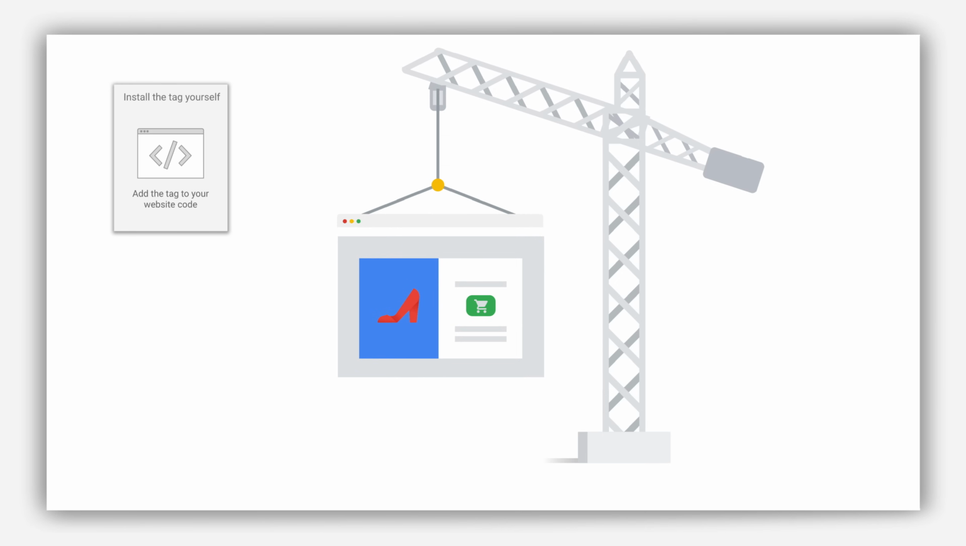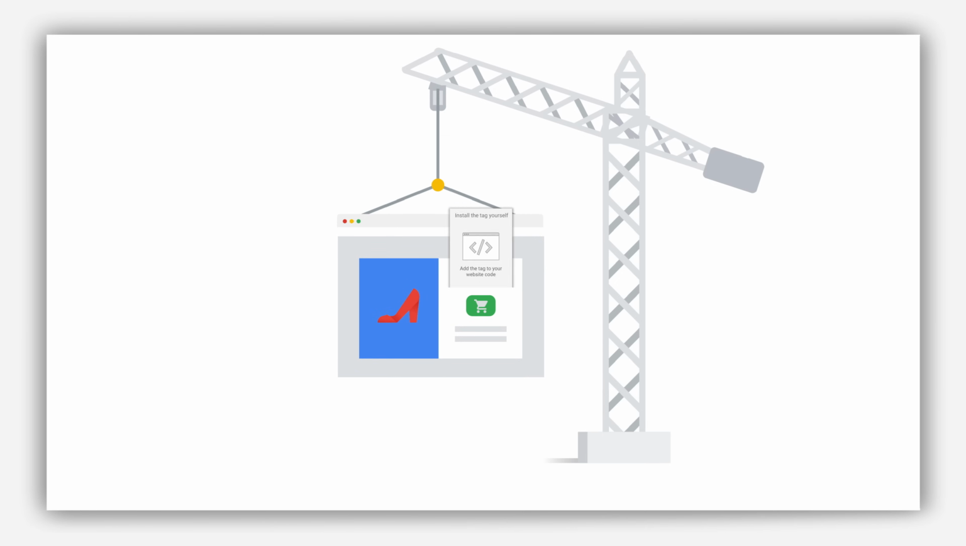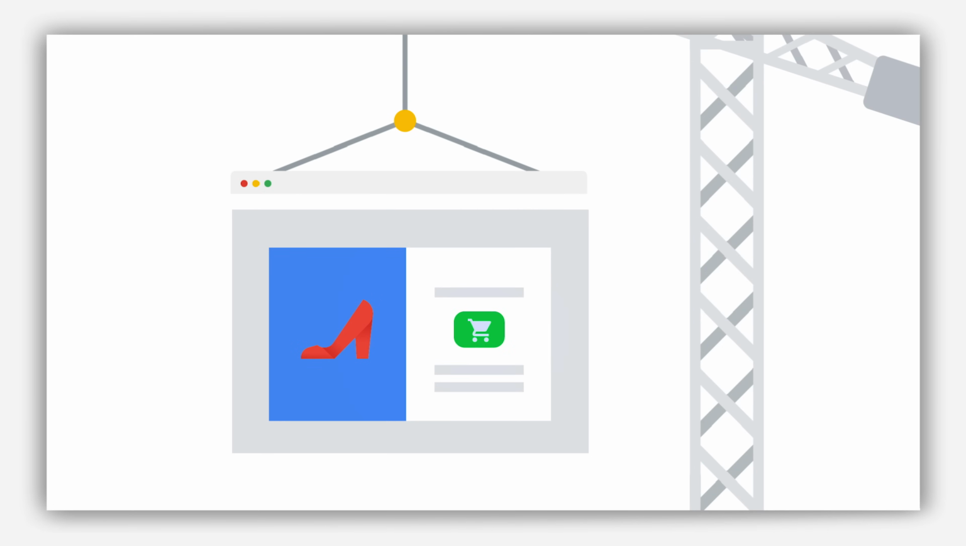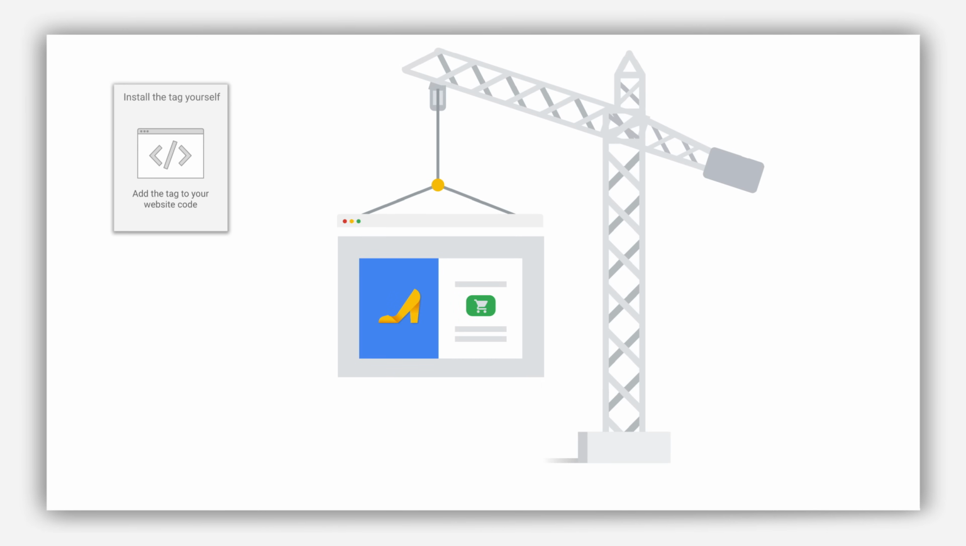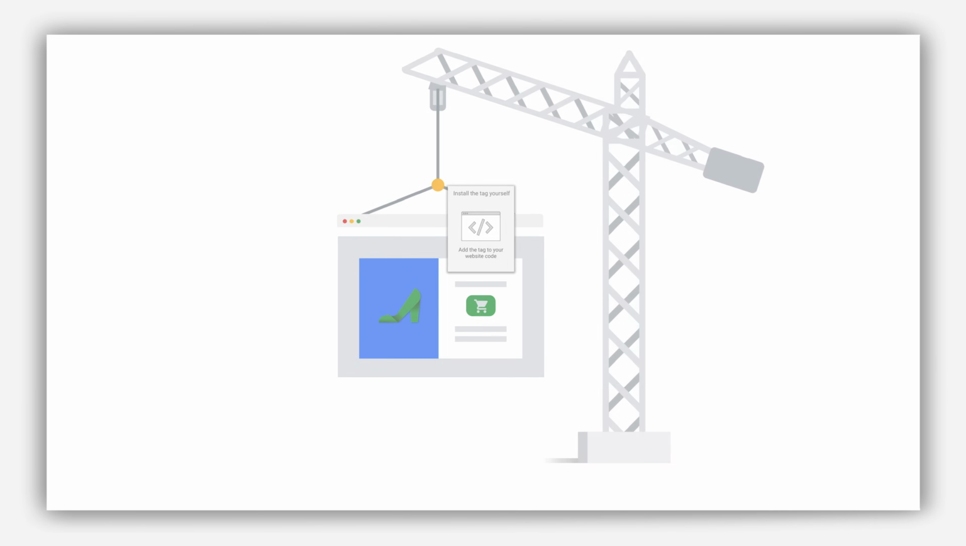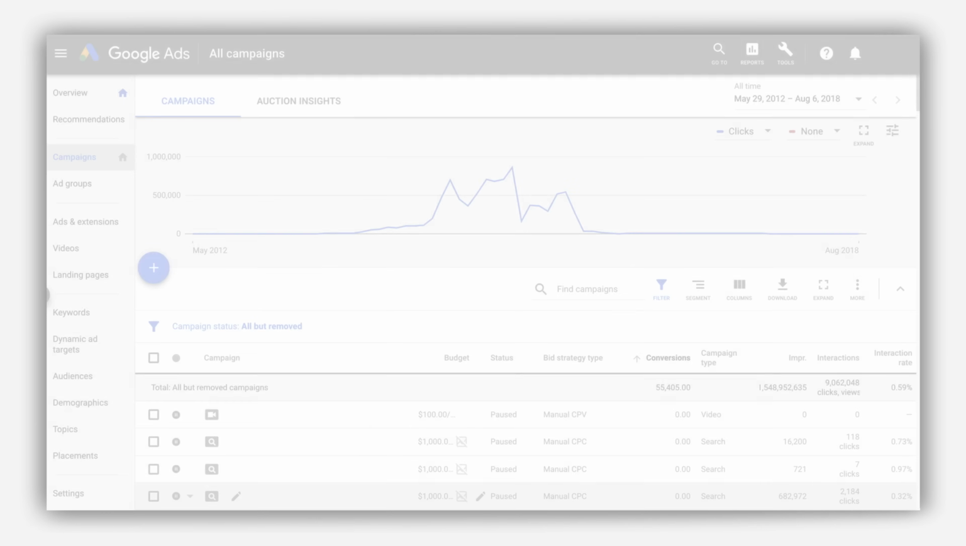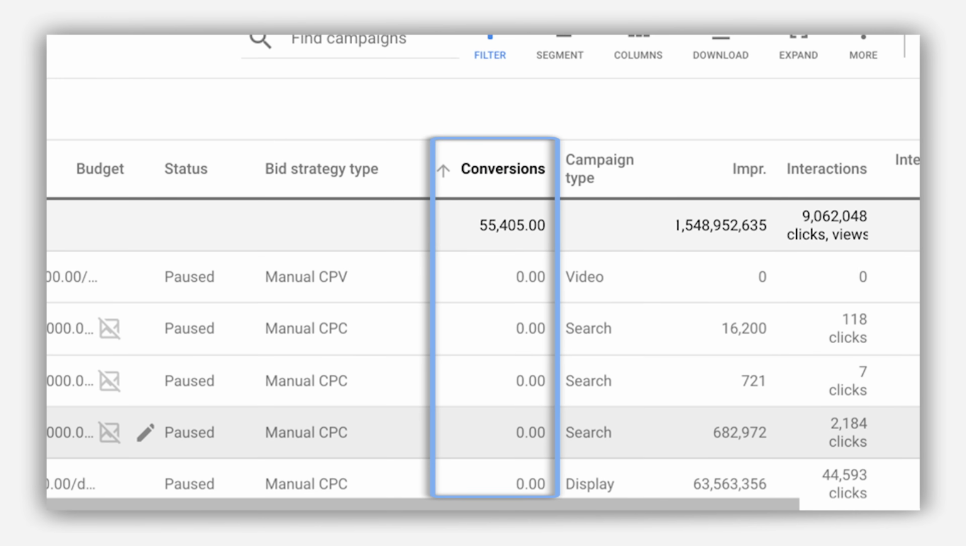Add an event tag for each conversion you want to track. The event tags should be added to the page where the conversion action takes place. You can insert the tags to your website yourself or send it to your developer to do for you. Conversions will appear in the conversions column of your campaigns tab. It may take up to 24 hours for some to appear.